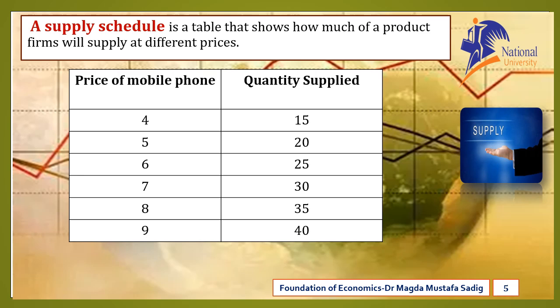supplied. Look at this attached table here. The price of mobile phones, the quantity supplied of mobile phones. So if the price increases from 4 to 5, the quantity supplied of mobile phones also increases from 15 to 20. But if the price goes down from 9 to 8, the quantity supplied goes down from 40 to 35.